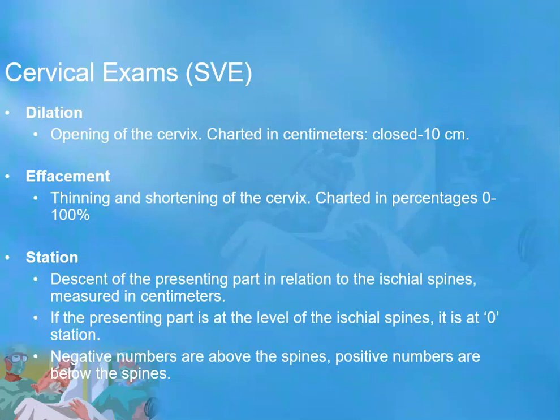And the station is the descent of the presenting part in relation to the ischial spines, measured in centimeters as well. If the presenting part is at the level of the ischial spines, it is at the 0 station. The negative numbers are above the spines, positive numbers are below the spines. And again, this is just a review. You should have covered this in your Labor 1 lecture, so you can go back to that lecture and review that information if needed.